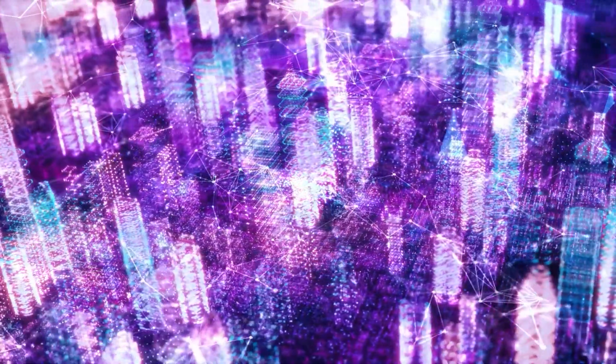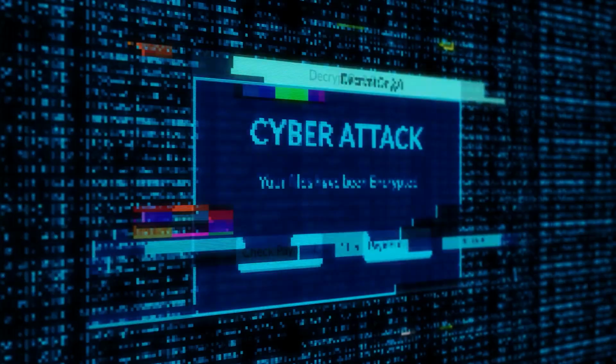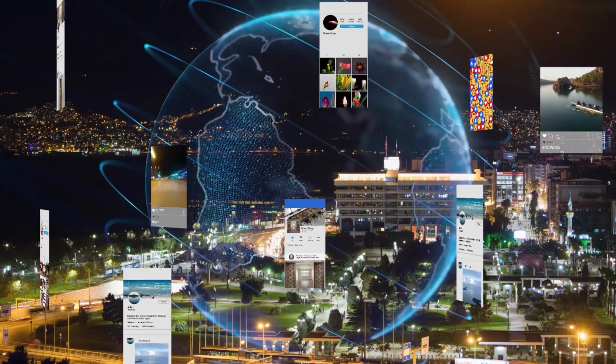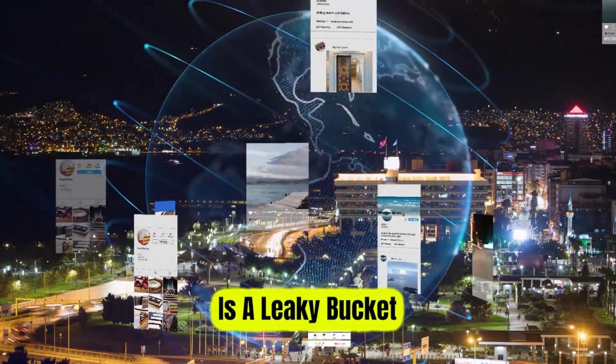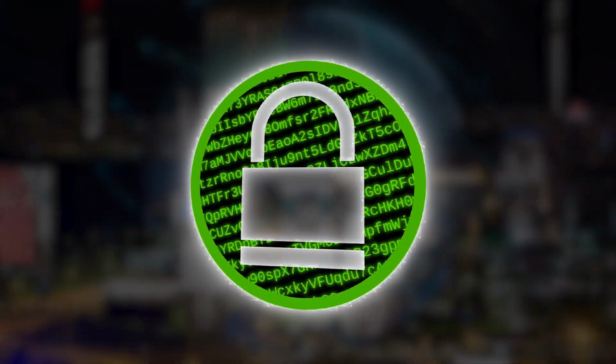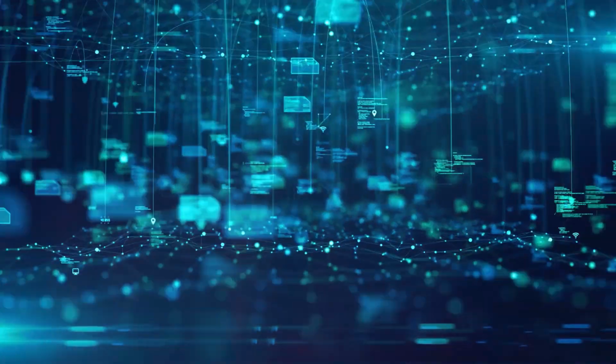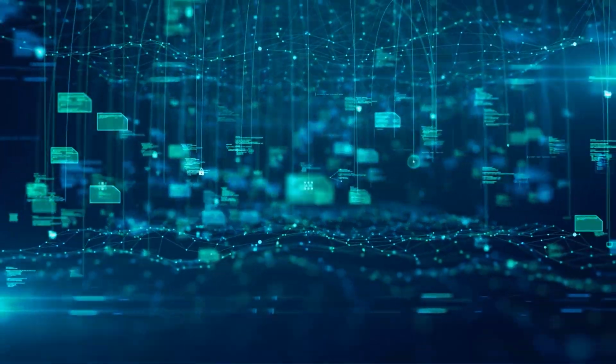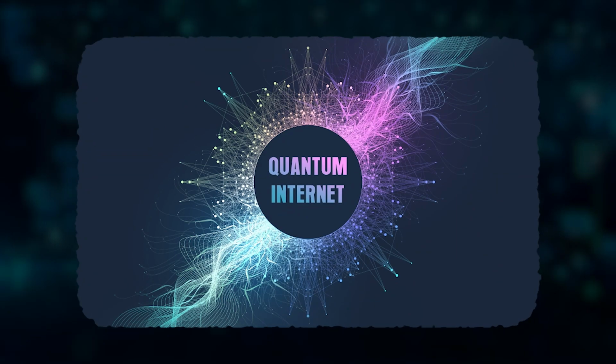Every bit of data that travels across a classical network can be intercepted, copied, and stored without the sender or the receiver ever knowing. In a world of increasing cyber warfare and industrial espionage, our current network architecture is a leaky bucket. To solve this, we aren't just looking for better encryption. We are looking to rebuild the very way information travels. We are entering the era of the quantum internet.